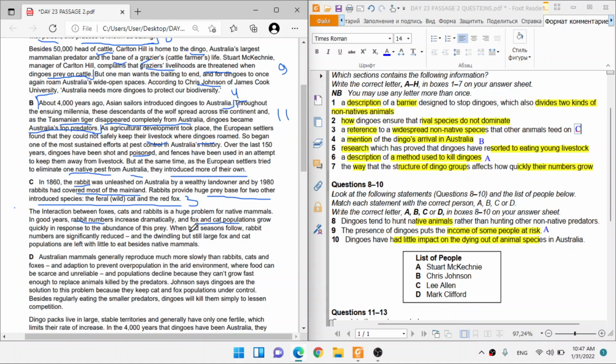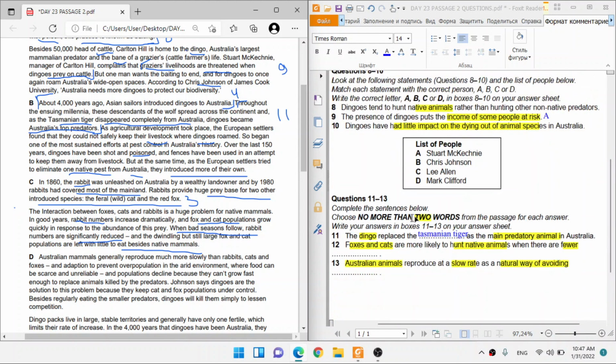When bad seasons follow, rabbit numbers are significantly reduced, and the dwindling but still large fox and cat populations are left with little to eat besides native animals. Because rabbit numbers are small, they end up eating other native animals. So foxes and cats are more likely to hunt native animals. When do they hunt native animals? They do so when the numbers of rabbits are significantly reduced.